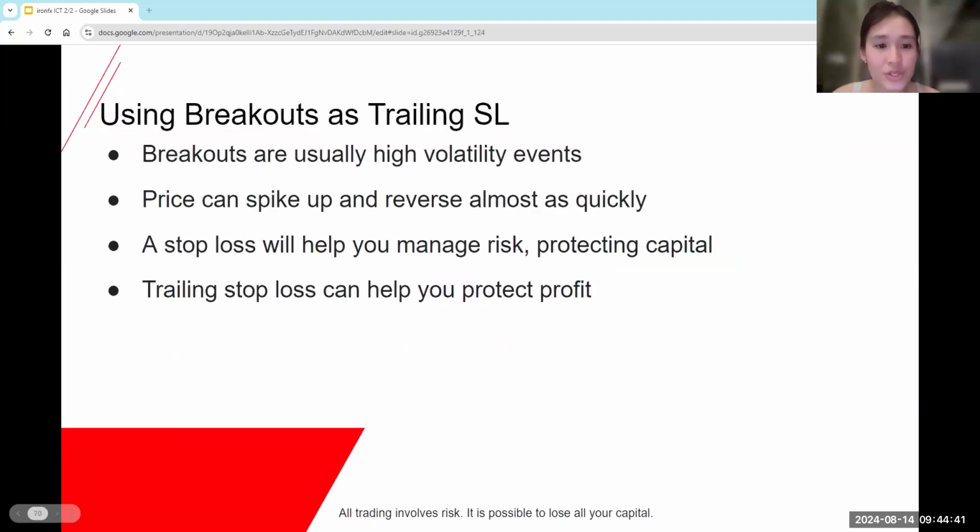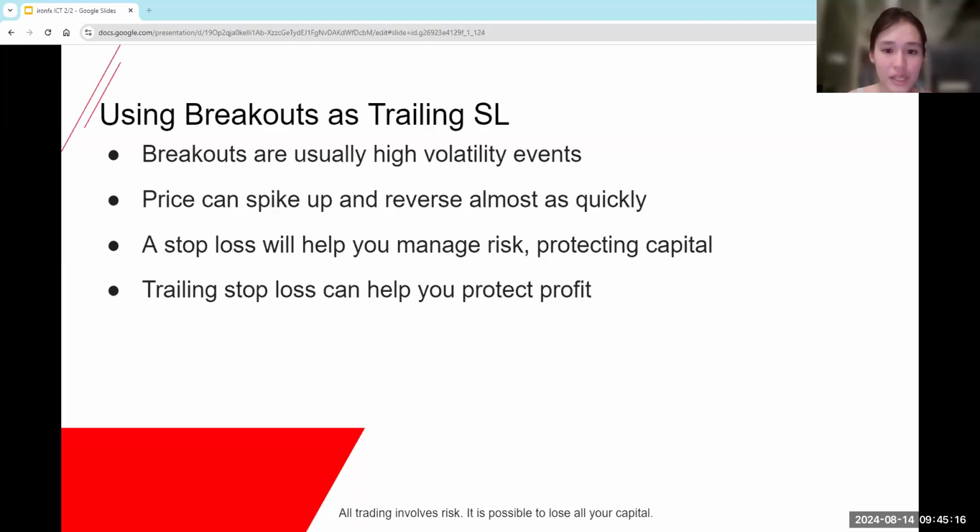So how can we use breakouts as a trailing stop loss? We did go through a couple of these examples already, but basically some steps to take note of. Breakouts are usually high volatility events. Price can spike up and reverse almost as quickly, so a stop loss will help you to manage your risk and protect your capital. A trailing stop loss can help you to protect your profit, as we've seen in our previous examples as well.